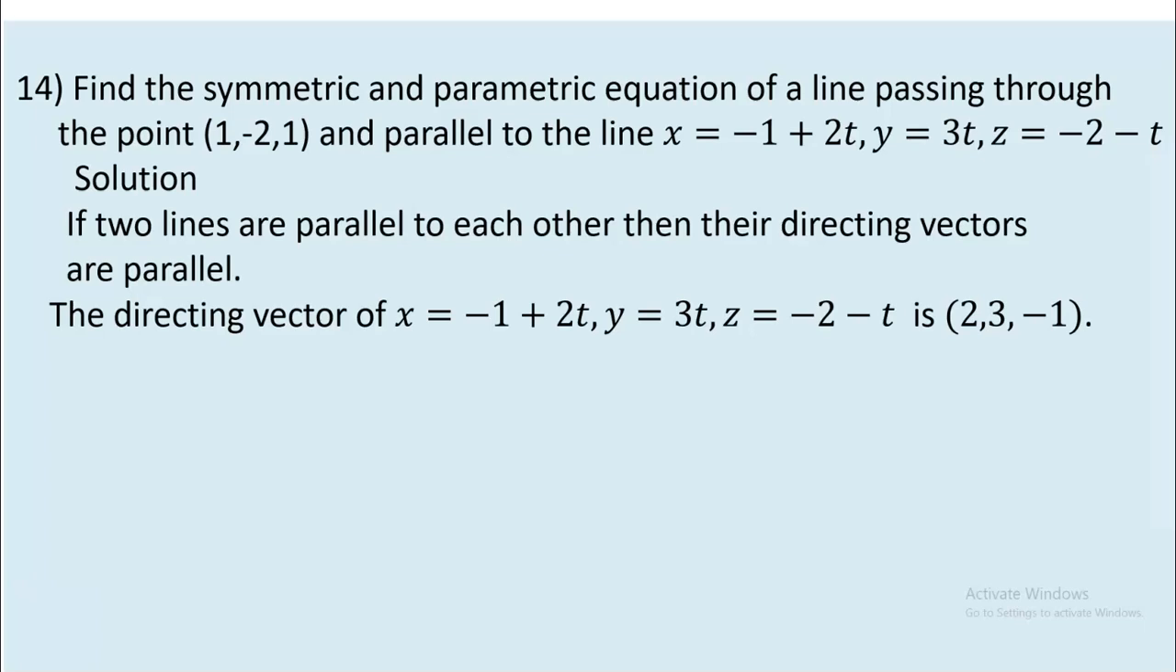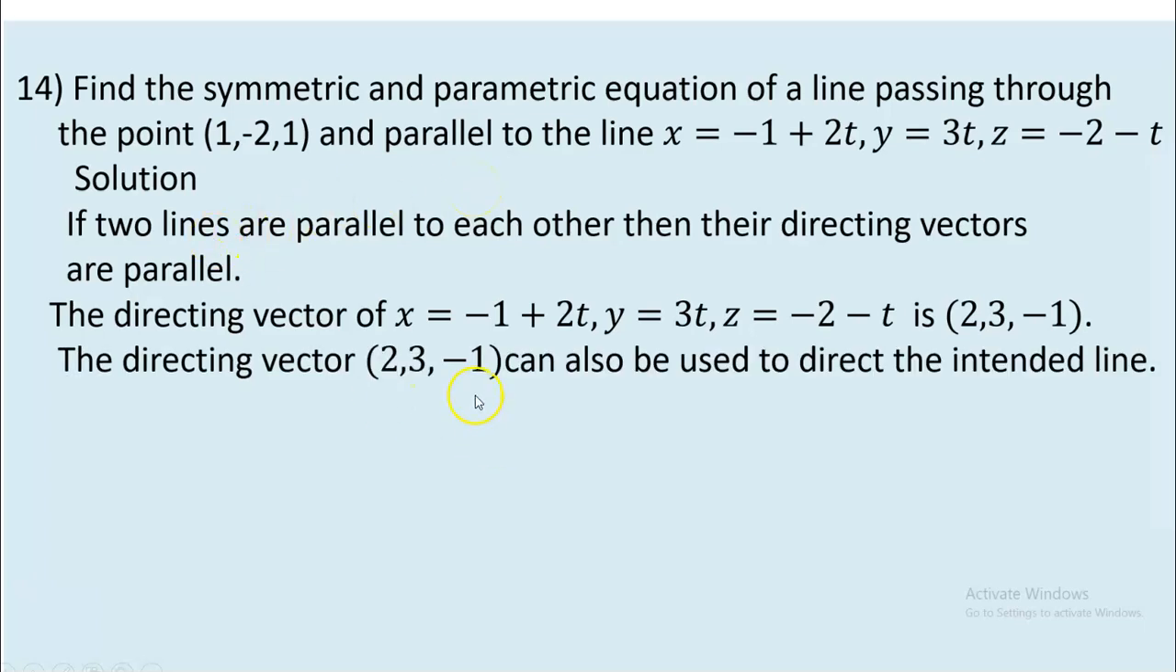Simple. So the directing vector for the given line x equals -1 plus 2t, y equals 3t, and z equals -2 minus t is basically what? (2, 3, -1). The vector (2, 3, -1) is directly obtained from the coefficients of t: 2, 3, and -1. Now, students, this directing vector (2, 3, -1) can also be used to direct the intended line. Basically, I could also use a scalar multiple of this one, but it would be simplified later. So we can directly take this directing vector with components 2, 3, -1 for the line we are looking for.